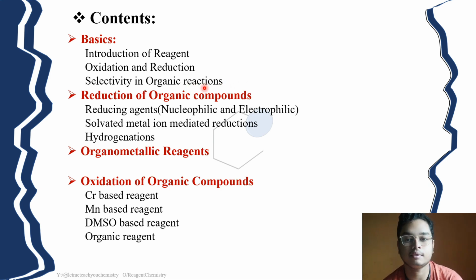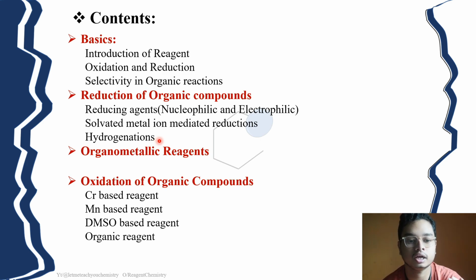Next, we are talking about the reduction part first. We cover the different reducing agents, such as nucleophilic reducing agents and electrophilic reducing agents. Then we talk about solvated metal ion mediated reduction, and then hydrogenation. Up to here, I think it will be enough for the examinations we are targeting, like IIT JAM, CSIR NET, and GATE. We end our discussion of reduction here.